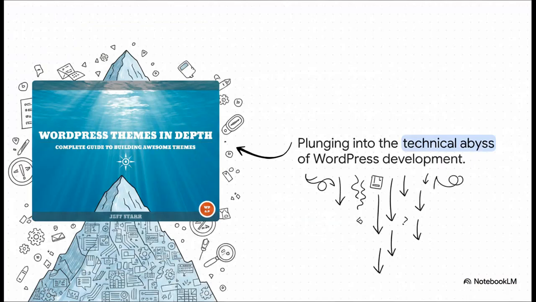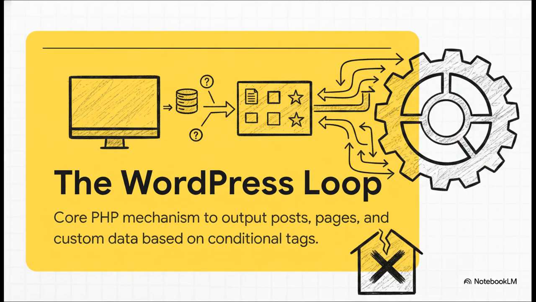We have officially reached the bottom of our iceberg. Just like the concepts explored in the textbook, WordPress Themes in Depth, we are plunging straight into the technical abyss. This is where the magic and the actual code happens. Now, right at the very heart of this technical abyss is a concept known as the WordPress loop. What's really interesting about this is that this single, versatile core PHP mechanism is the literal engine of your website.